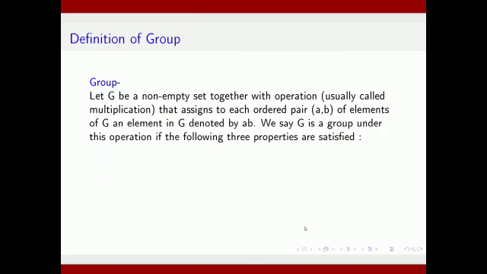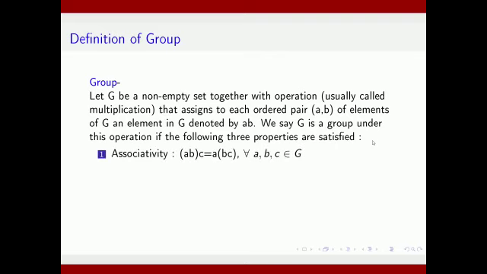Now let us define group. Let G be a non-empty set together with an operation, usually called multiplication, that assigns to each ordered pair A, B of elements of G an element in G denoted by AB. We say that G is a group under this operation if the following three properties are satisfied.